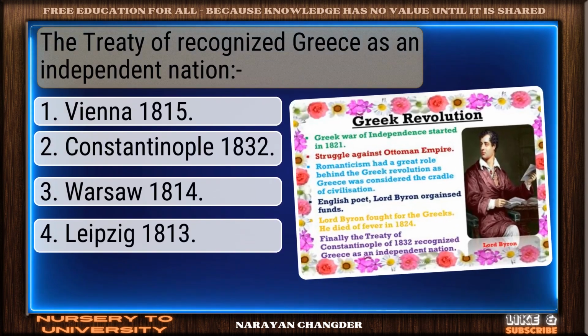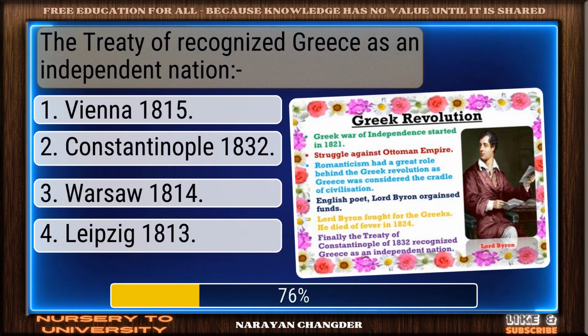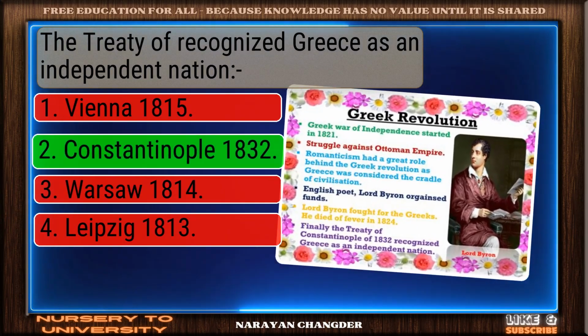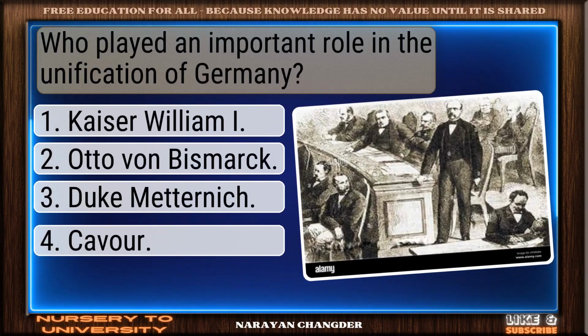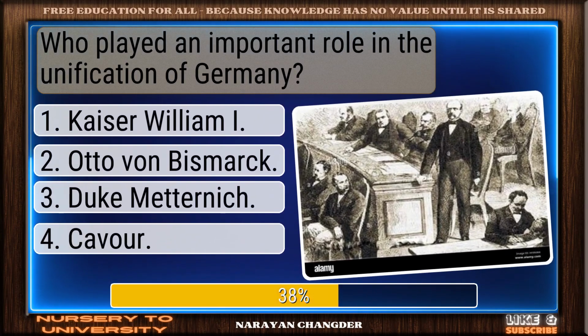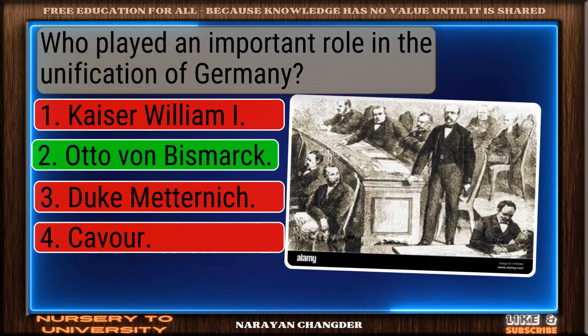The treaty of dash recognized Greece as an independent nation. Correct response. Constantinople 1832 is accurate. Who played an important role in the unification of Germany? Strong choice. Otto von Bismarck is right.